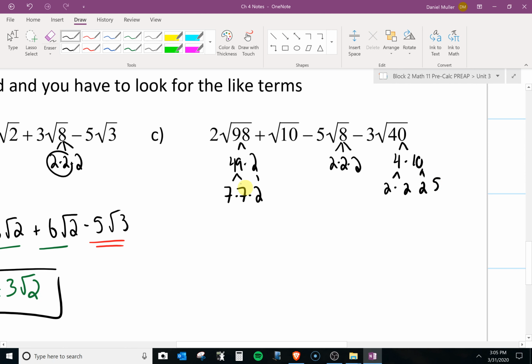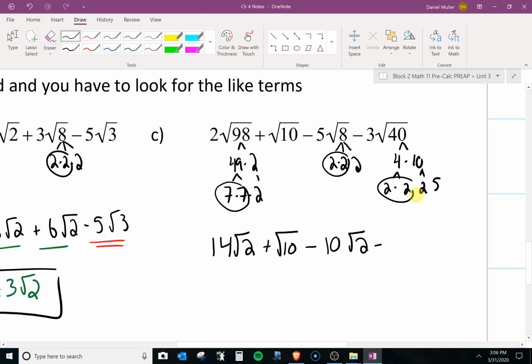So now I can take out some pairs. I've got a pair of 7's. The 7 will come up, but there's already a 2 in front, so that gives me a 14. And I'm left over with the 2. Then I've got the root 10. Minus, I can take a pair of 2's out. That can go with, there's already a 5 out in front, so there's going to be a 10 there. And there's this 2 left over. Minus, I do have a pair of 2's. I can take out the 2 and put it with the 3 to give me a total of 6. And left over is a 2 and a 5, which is a 10.